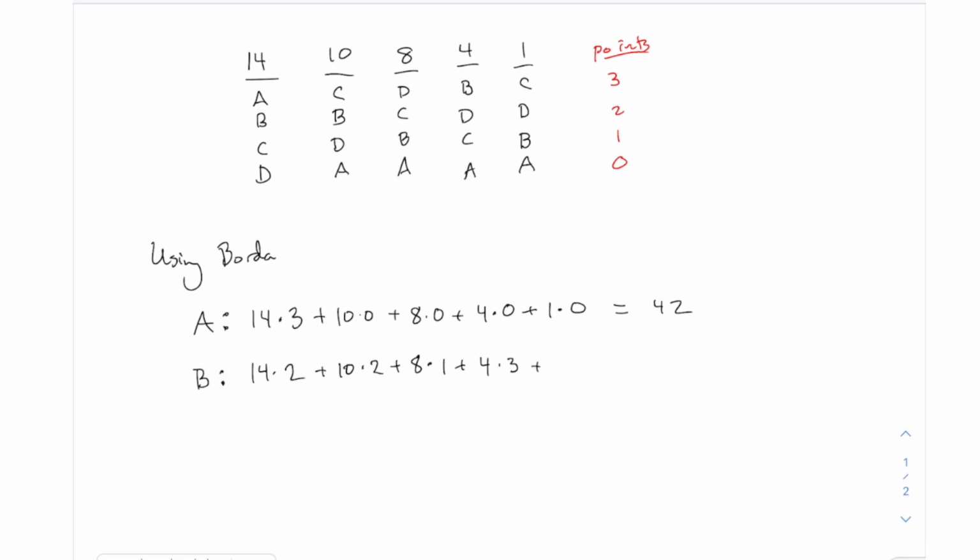Plus the last column is 1 voter gives them 1 point. And then those numbers, you have to add them up. These I did before I came. 69 is what I got from those numbers.